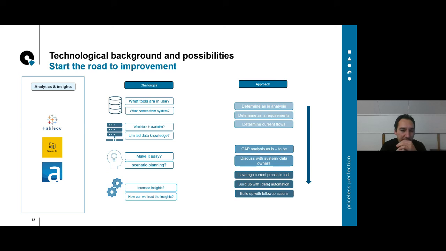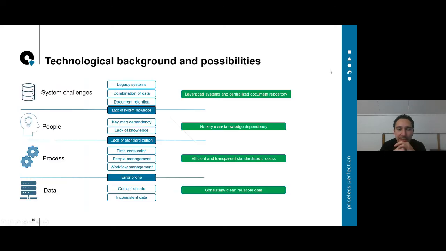If we can go to the next slide. Eventually, you can move to the best possible process for your company, where you can leverage systems and make use of consistent and clear data that is in a centralized document repository. You have no key man dependency. Everything runs through an efficient and standardized process, and it does not need a lot of process management.